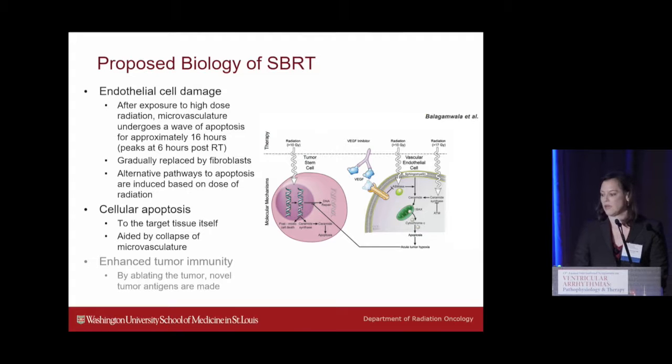Additionally, cellular apoptosis would be occurring to the target tissue itself in a dose-dependent manner, and that's aided by the collapse of the microvasculature. So these two processes are occurring in conjunction.